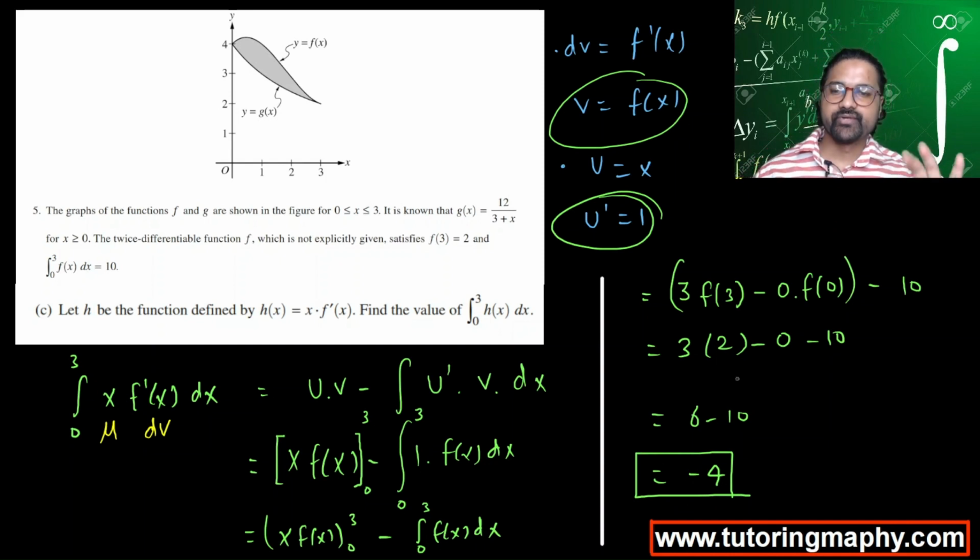So there's the integral from 0 to 3 of x f prime x dx using integration by parts, which is a little complicated, but I hope that makes sense. Right, so this is all for this FRQ number 5.